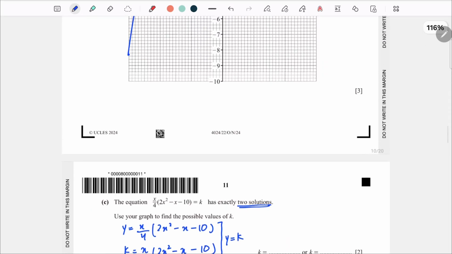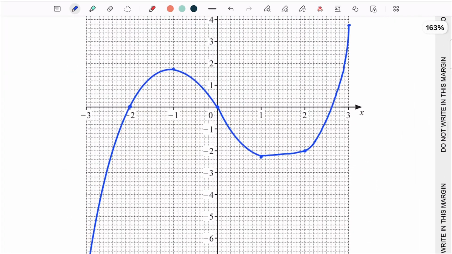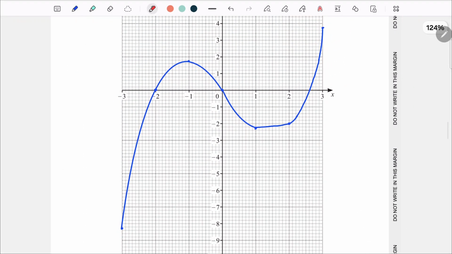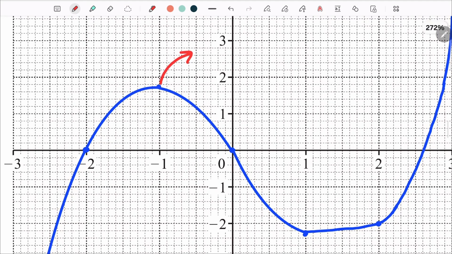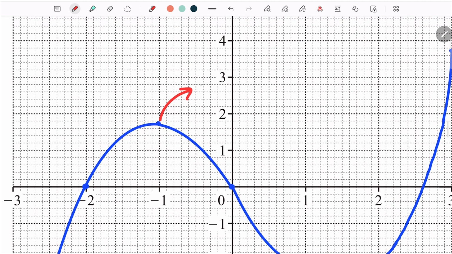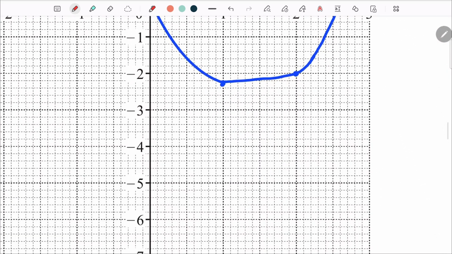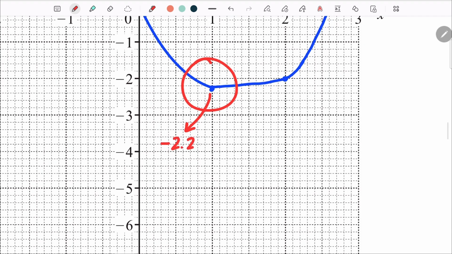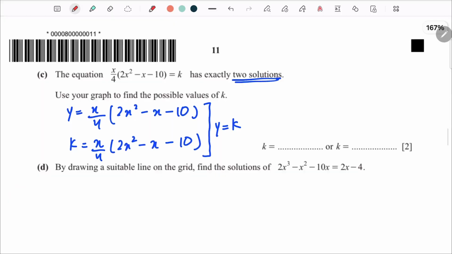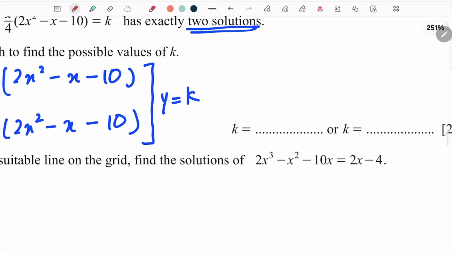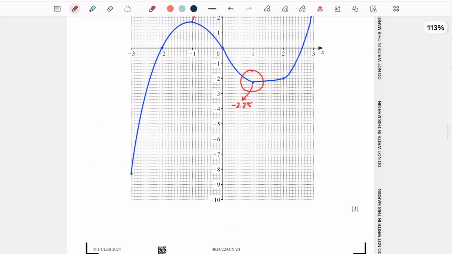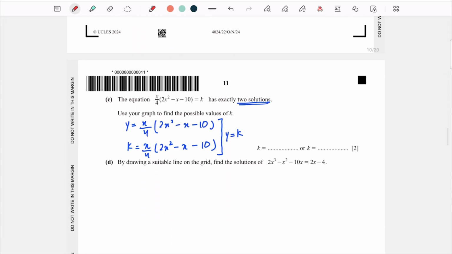Now if I analyze the solutions using the graph, I'm going to check the extreme values of the curves. So one curve is right here and the other curve is here. The extreme values are this value right here, which is basically 1.75, and the other extreme value is right here, and this value is negative 2.25. So these are the two solutions. The first solution is 1.75 and the other is negative 2.25.